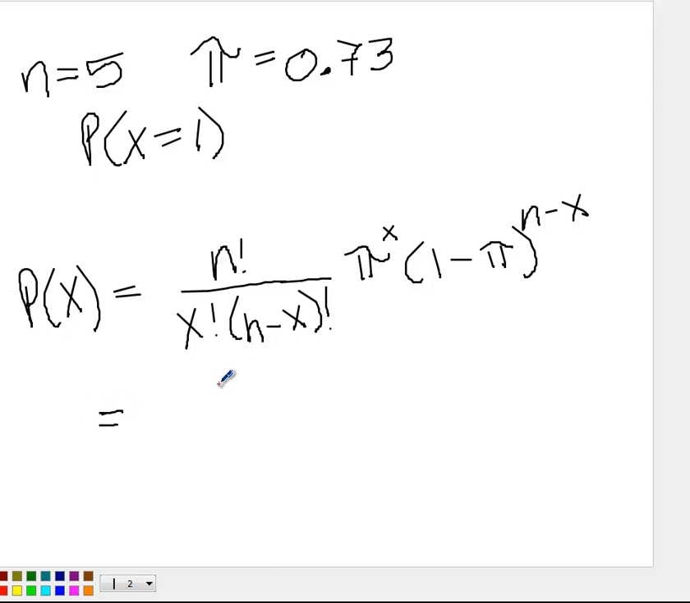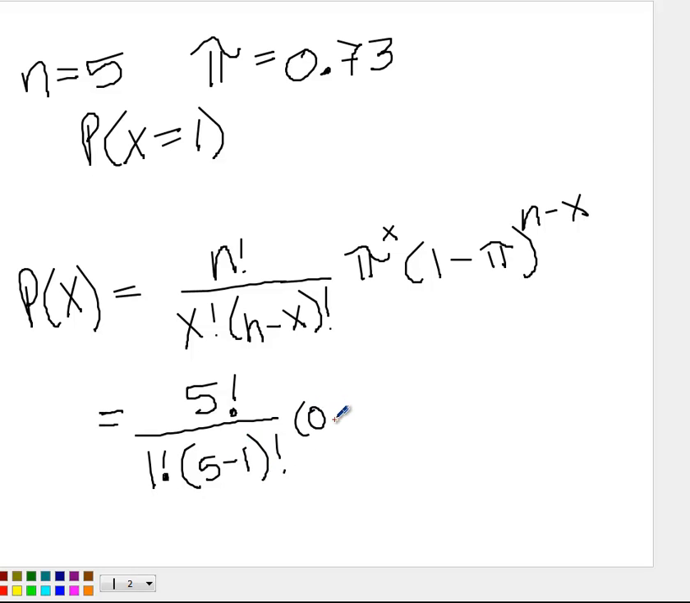So we're going to plug in our numbers. We have 5 factorial, and you have to remember what factorial means. It means you multiply all the numbers from 5 all the way down until you get to 1. This will be 5 minus 1 here.